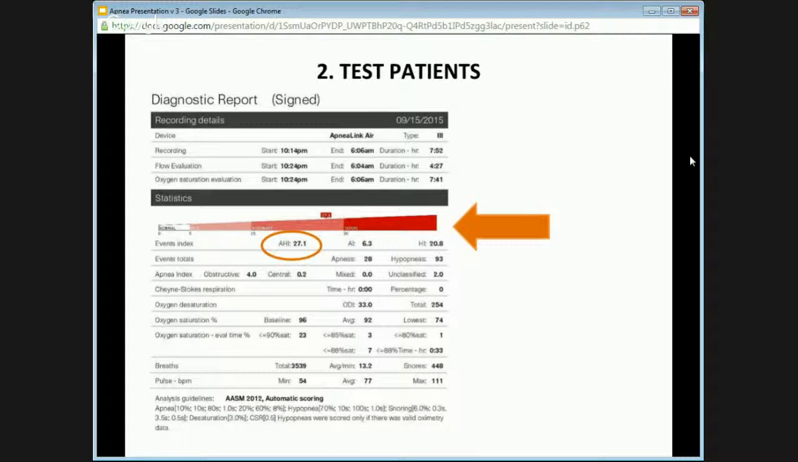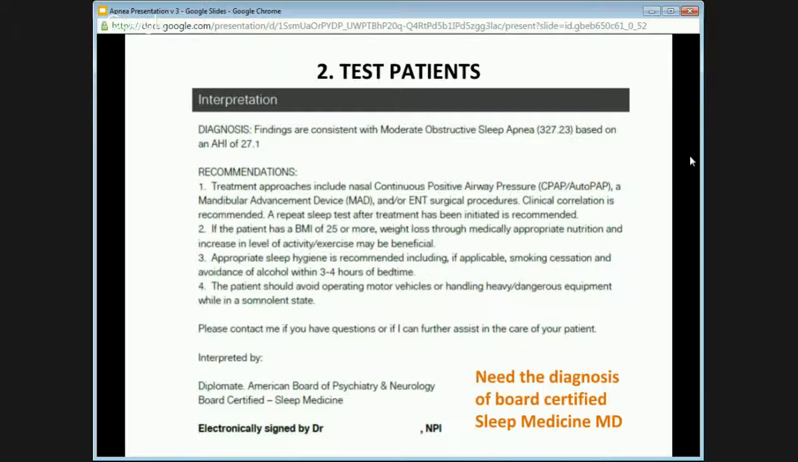Okay. Now we can go into all the little things on here, the oxygen desat and all that stuff. But I just wanted you to see this is what a report looks like. And then what happens is when you work through us and use our sleep testing, we have a board certified sleep doctor, but you always want to have a diagnosis by the MD. That's why we have our sleep doctor. And he writes on there, or she, depending on who the MD is, findings are consistent with moderate obstructive sleep apnea 327.23 based on an AHI of 27.1. Okay. Now the patient has been diagnosed.